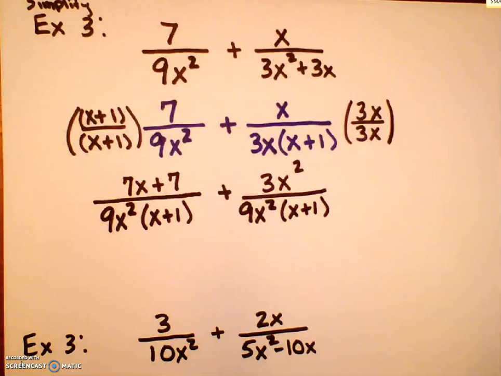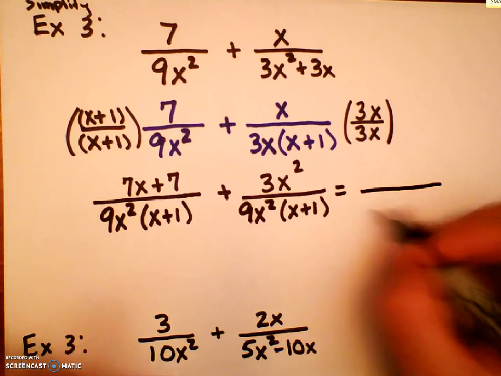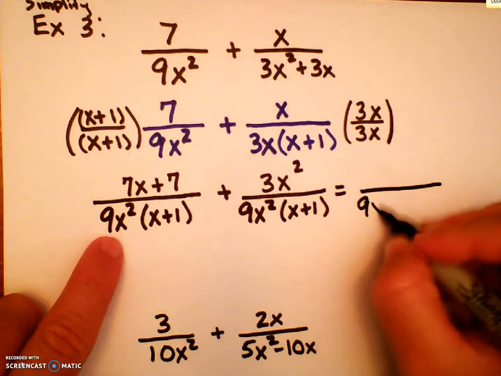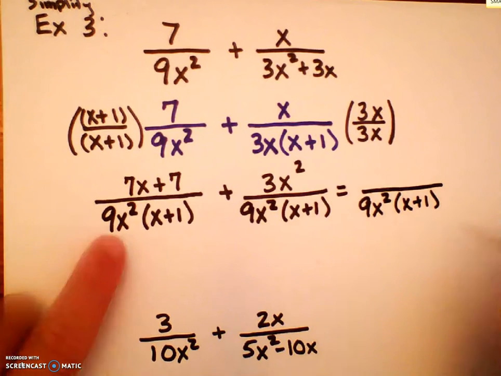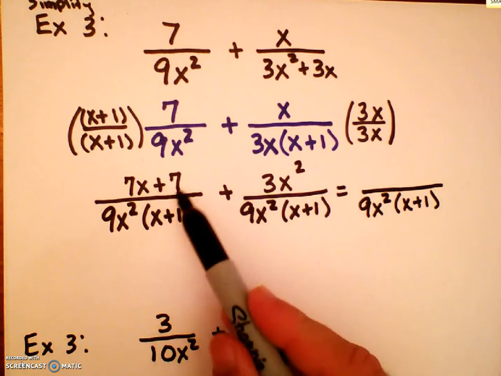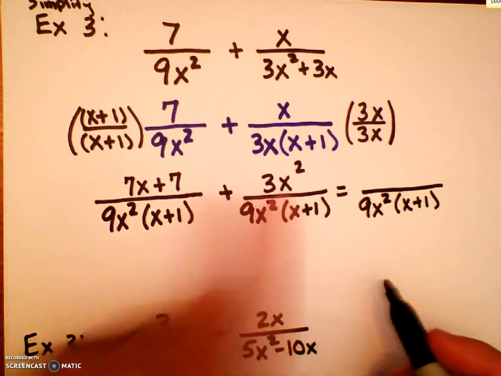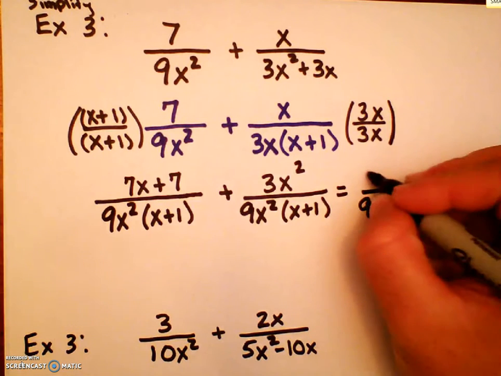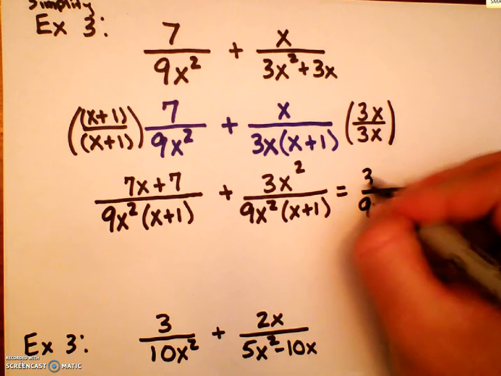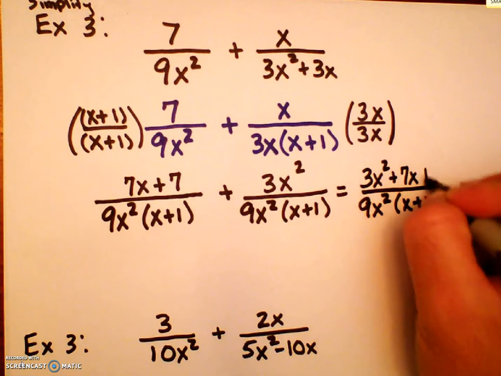So what I can do now is simply add the tops, and you put your final answer over that common denominator. That common denominator is this. That's not going to change. But when I add the tops, I'm going to put this in standard form. I'm going to put my x squared term first, because if you notice, 3x squared, 7x, and 7, none of those are like terms. So I'm just going to put those in the order they're supposed to be in. 3x squared plus 7x plus 7.